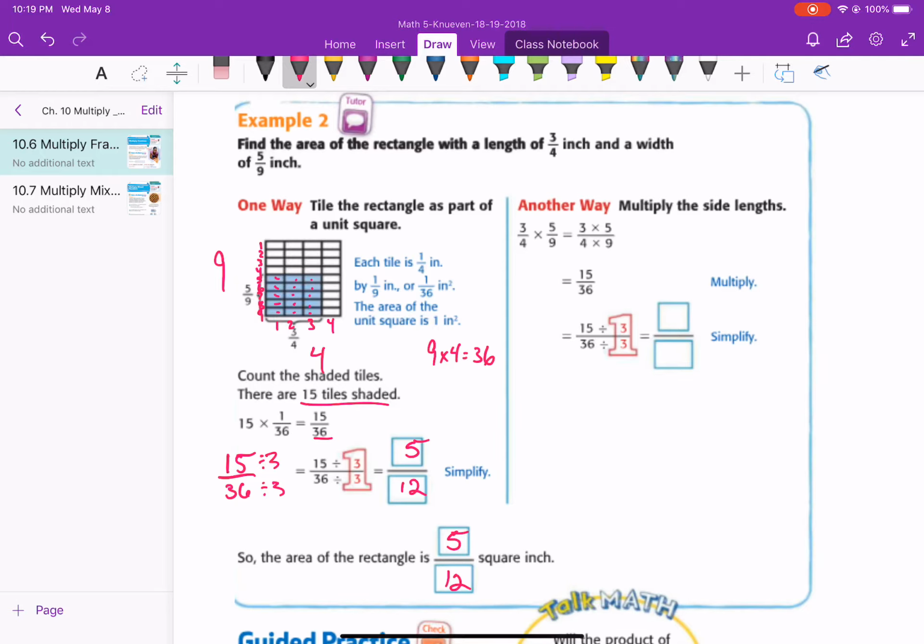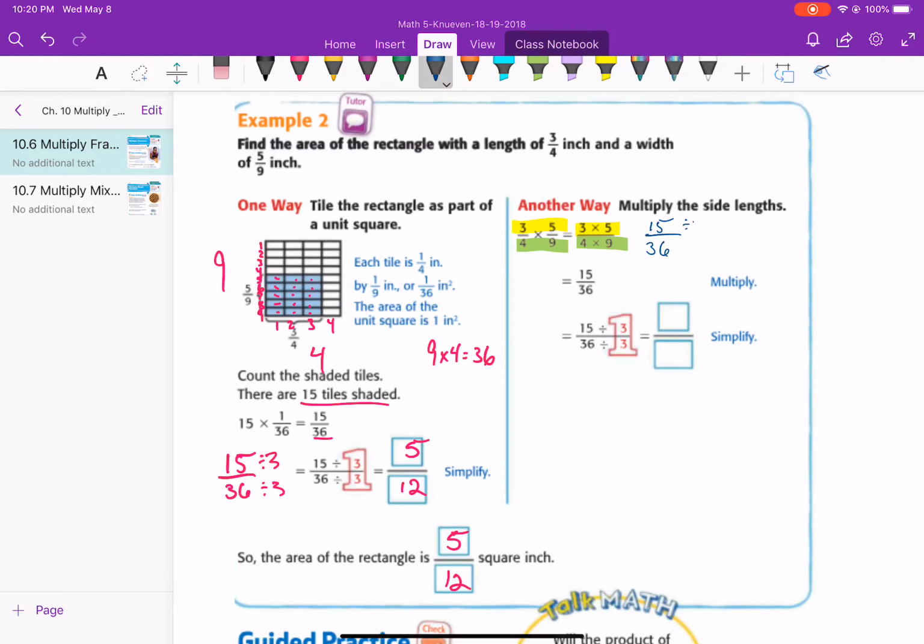The other is simply multiply it straight across, just like example 1. So 3/4 times 5/9. Again, I'm going to simply multiply it straight across. Do that with my numerators, and I do it with my denominators. So 3 times 5 is 15. 4 times 9 is 36. Again, I'm back to my 15/36.